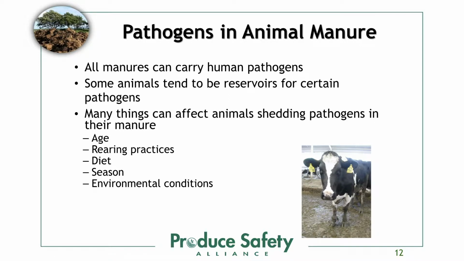Season: we do tend to see these things spike in summer and go down in winter months. Other environmental conditions can definitely also play a role. Many times it's not only shedding, but that organism surviving very well in the environment once it gets out and is somewhat stressed in the normal environment. So that's a lot to consider if you're applying manure or even if you're composting. That's why we just always think that it contains a pathogen.